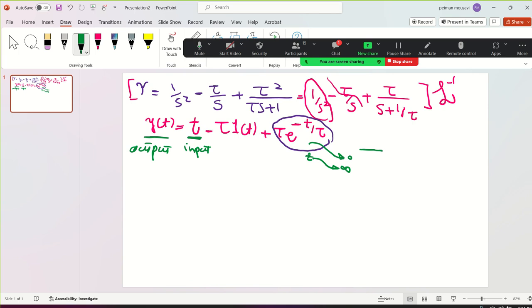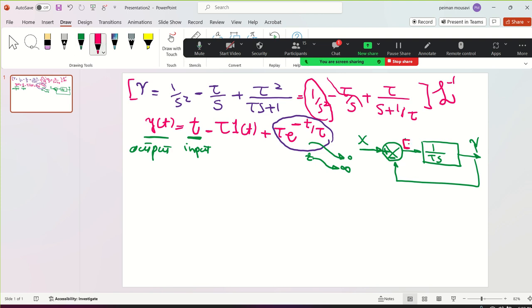Now look at here, guys. Going back to unity feedback control, with 1 over tau s as the open loop transfer function. What is input minus output? What was the name of the signal here? You tell me. Error signal. See what I'm saying? So t minus y of t, input minus output, is the error signal, e of t.